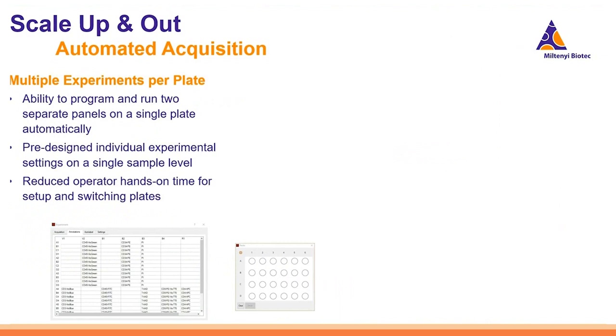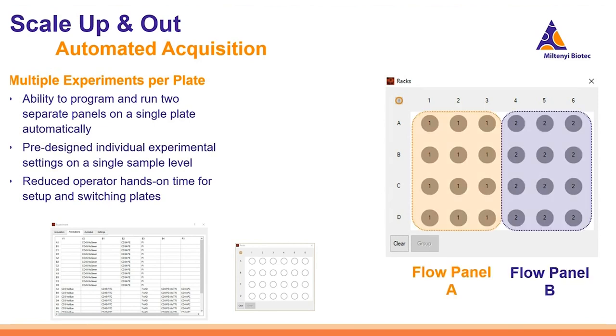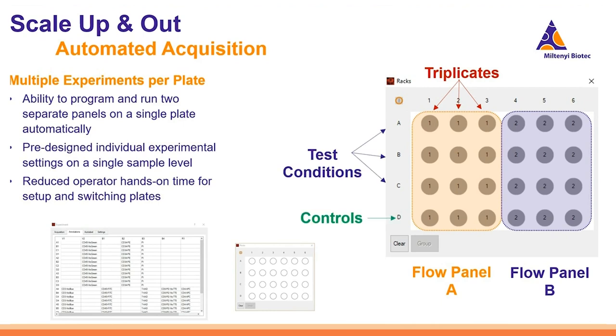As we think about running multiple experiments and really maximizing throughput, you also aren't limited to running a single flow panel per plate. You do have the ability to program and run multiple panels on a single plate automatically, meaning that you could divide an entire 24 samples automatic acquisition, have maybe flow panel A on the left-hand side, flow panel B on the right-hand side, and you could have maybe your triplicates in these rows and your test conditions and your controls all pre-laid out.